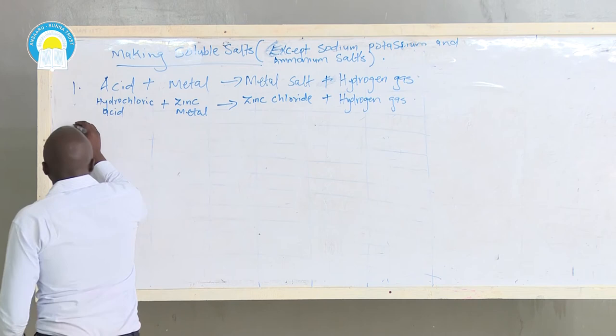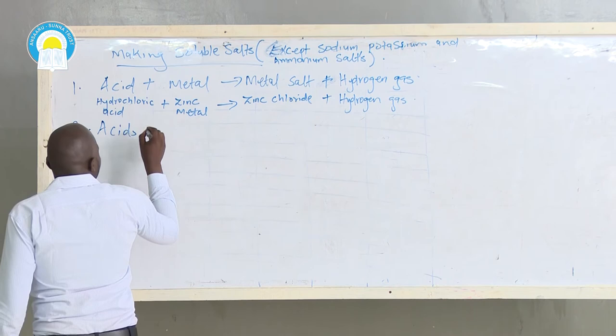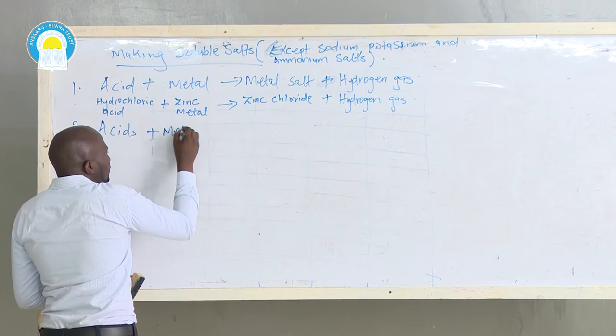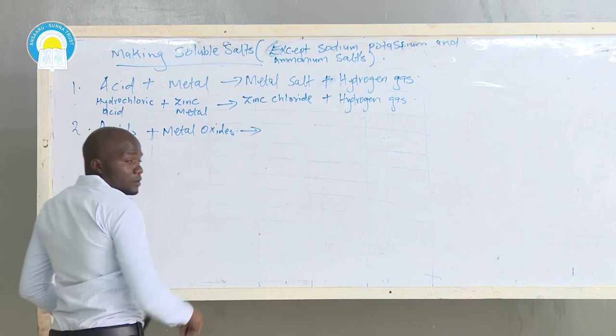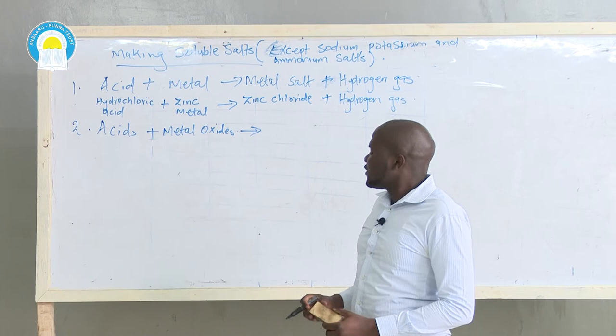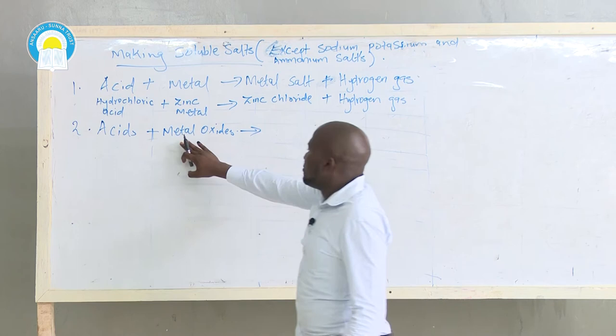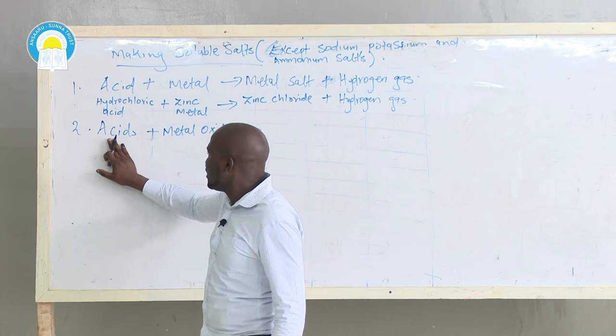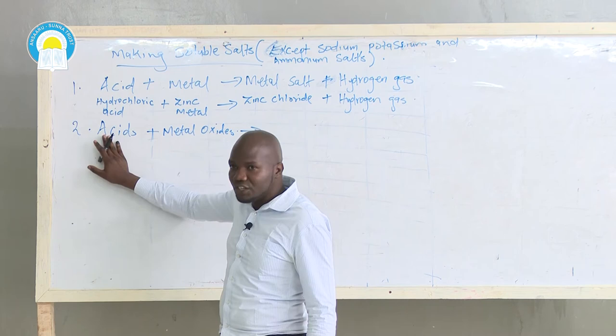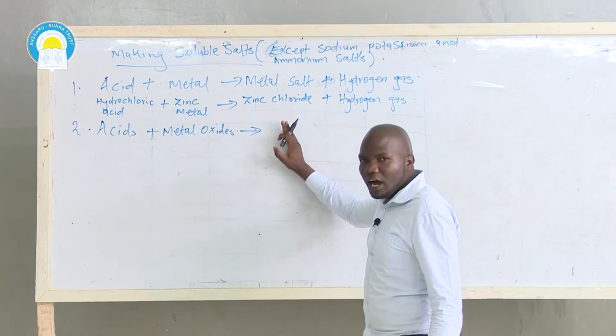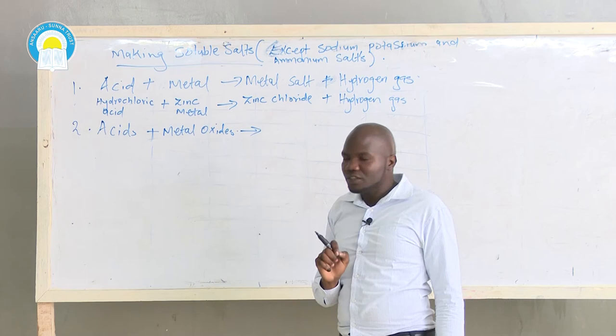acids with metal oxides. When I react an acid with the metal oxides, then we end up getting a soluble salt and water. Actually, metal oxides are insoluble bases. When bases react with acids, we end up getting water and a salt. Water and salt are neutral substances. So the reaction here is called a neutralization reaction.